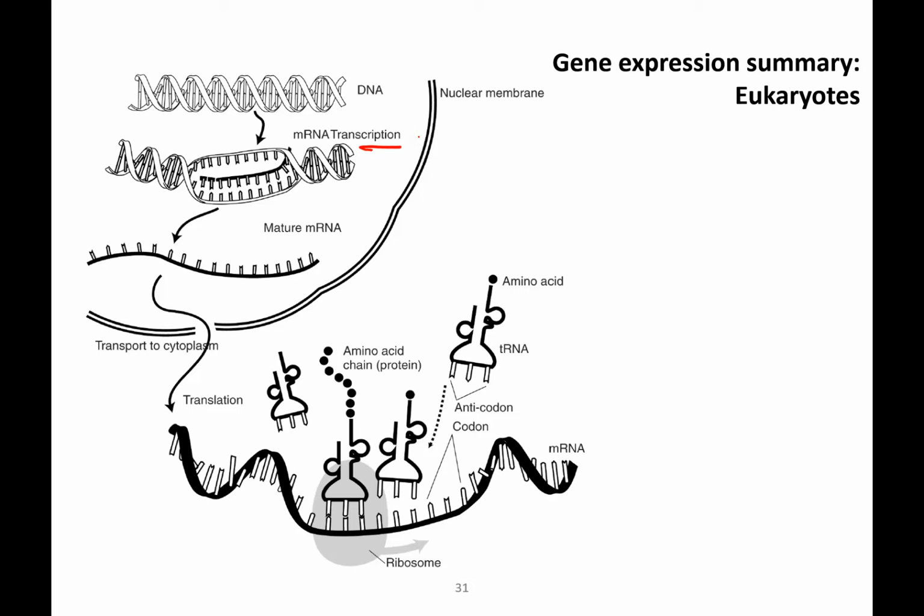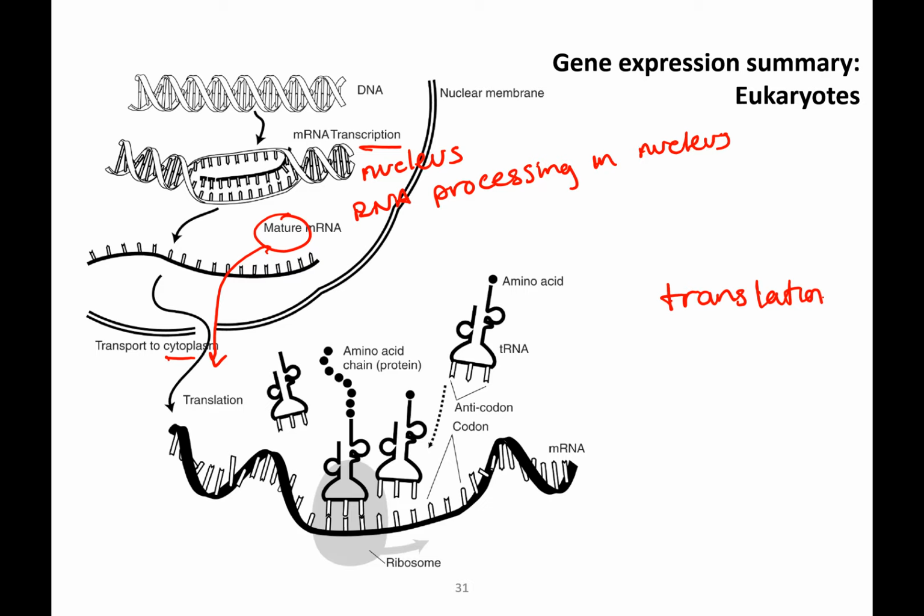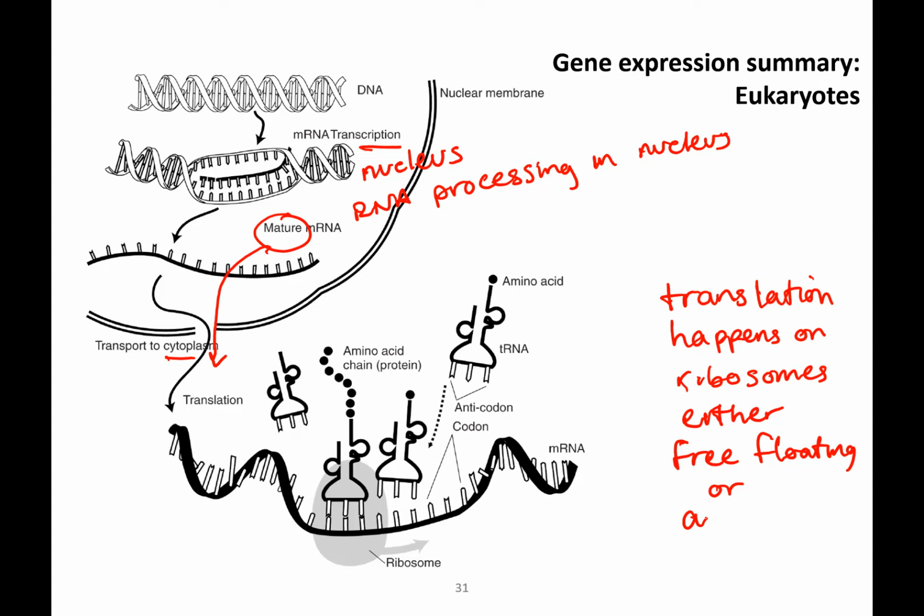So I want you to remember that transcription happens in the nucleus. RNA processing, so the cap and tail and splicing out the introns, is also in the nucleus. And then what we call the mature RNA comes out into the cytoplasm. So translation, remember, happens on ribosomes. The ribosomes are either free-floating in the cytoplasm or on the rough ER.